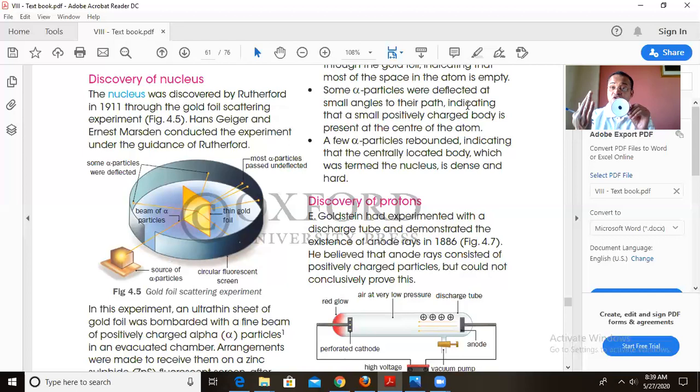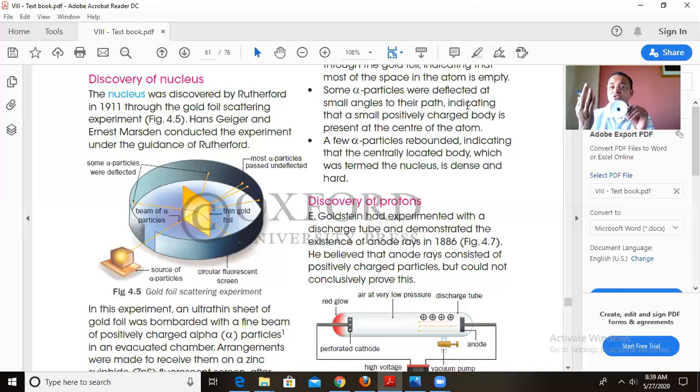And the first observation is that almost all of them passed in a straight line, indicating that most of the atom is empty. Some of them were deflected, indicating that at the center there must be a positively charged body present.